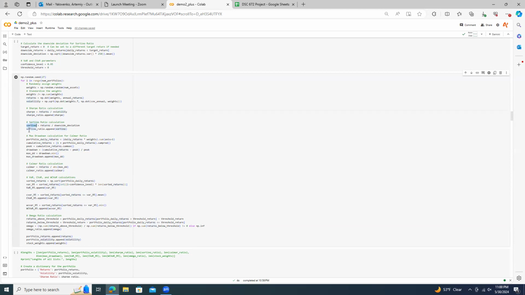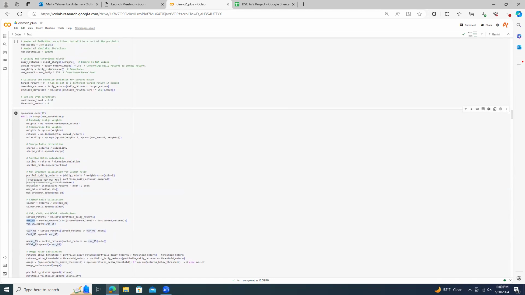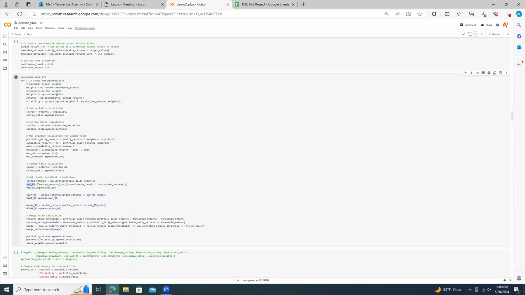But now we're also doing the Sortino ratio at point of simulation, max drawdown, Calmar ratio. I also added value at risk, given a 95 percent confidence level, conditional value at risk, and worst conditional value at risk.